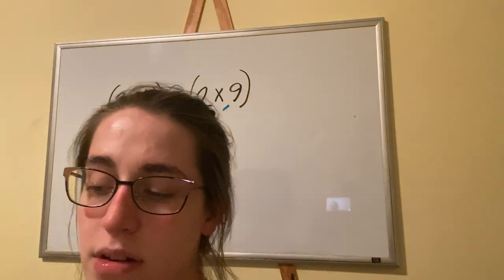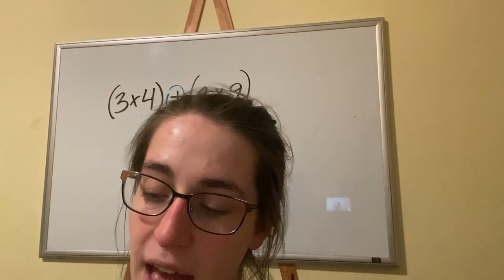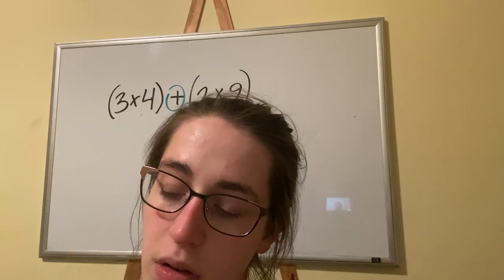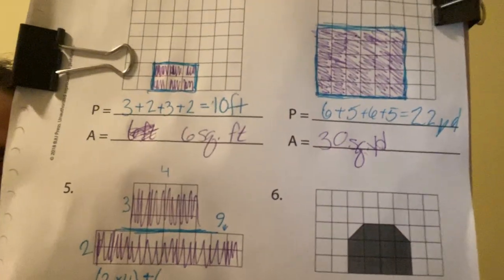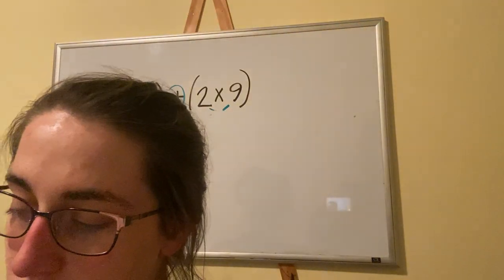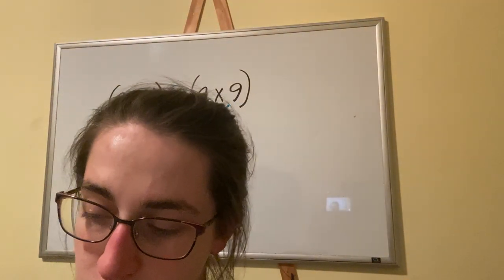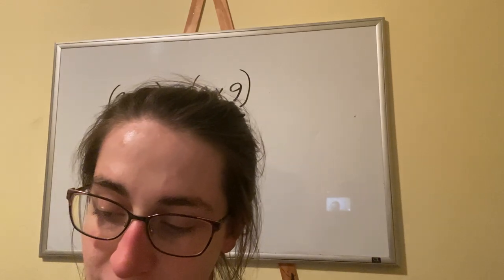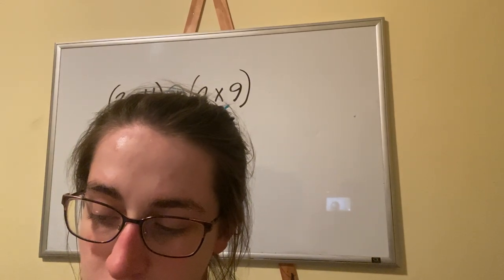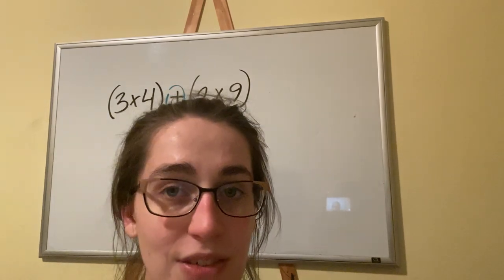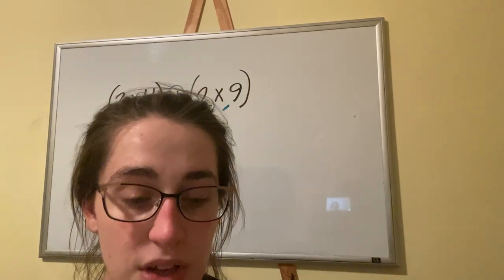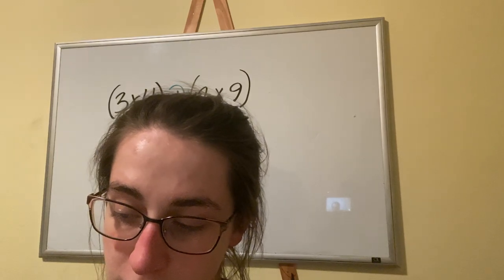area inside, adding it to what 2 times 9 is. So then you covered the whole shape. So if we have 3 times 4, which was 12, and we add that to 2 times 9, you get 30, which when we counted all of the little individual squares, you remember that we got 30.